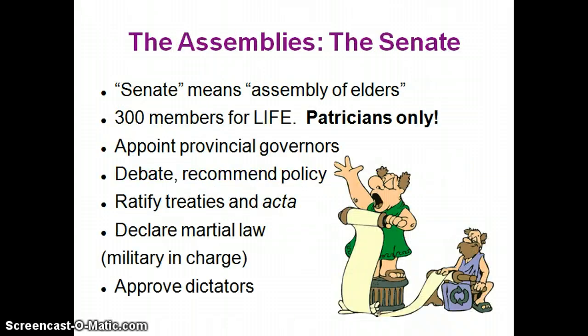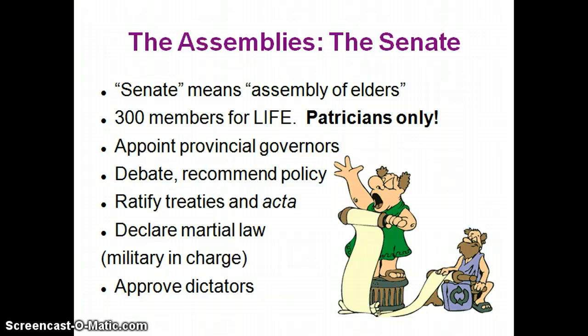Okay, what you need to do right now is flip your note sheet over to the back. We're going to fill in who these people in the government are. The first one we're looking at is Senate, which is in the middle of the note sheet in that big bubble, and you need to put all of this information there. So Senate means Assembly of Elders. There were 300 members. You were a member for life, and only patricians could serve in it.